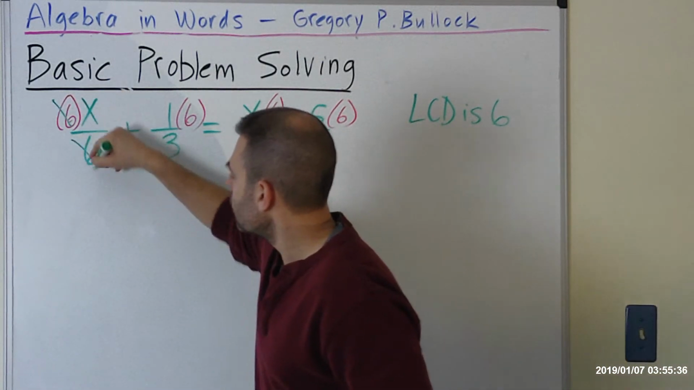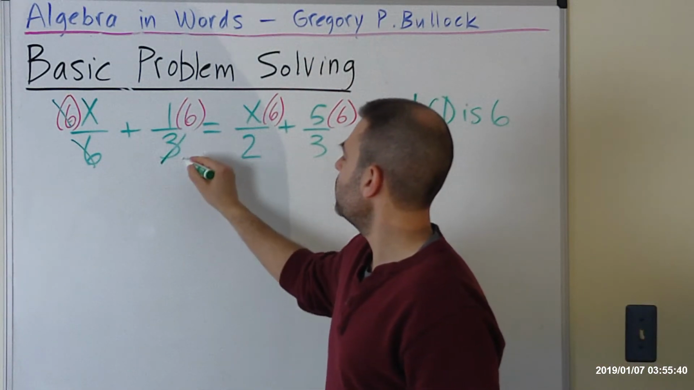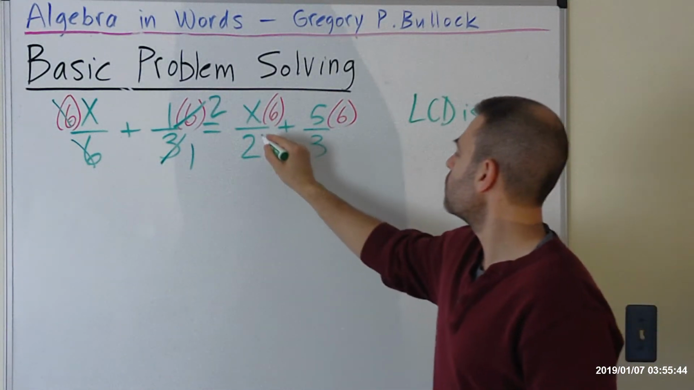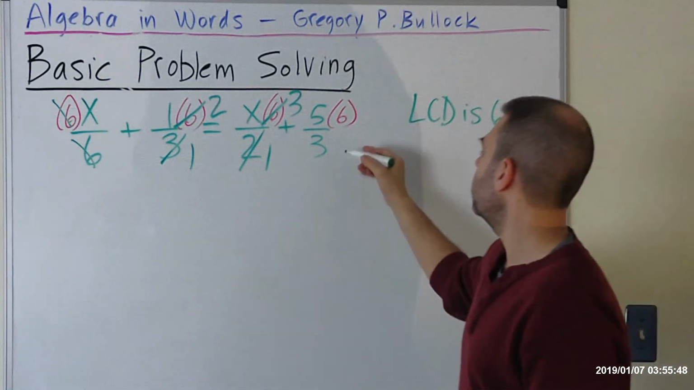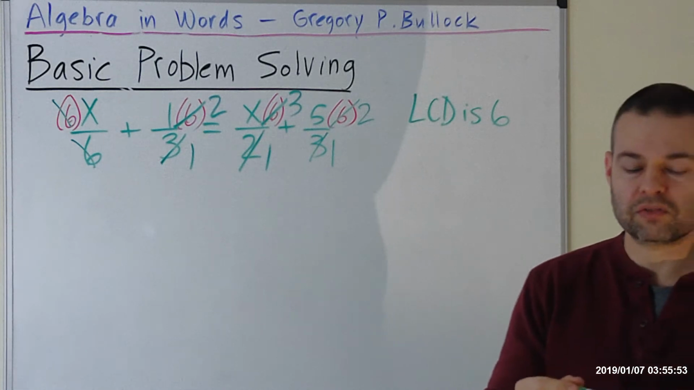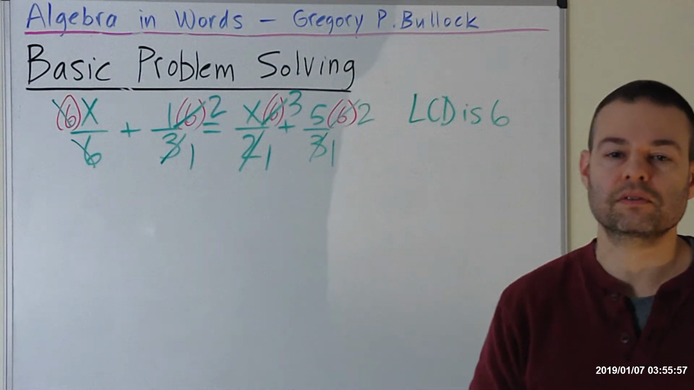6 over 6 cancels out to 1, leaving x. 3 goes into 3 once and into 6 twice. 2 goes into 2 once and into 6 3 times. And 3 goes into 3 once and into 6 twice. So I just canceled out the common factors and wrote any leftover factors above.